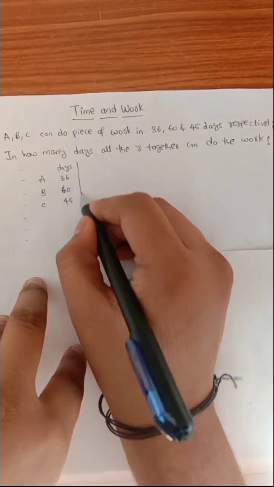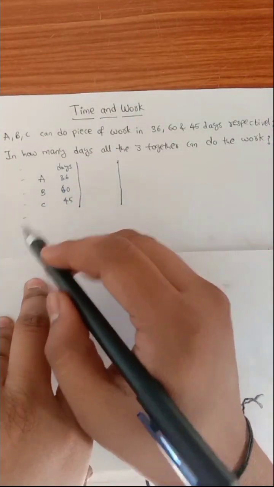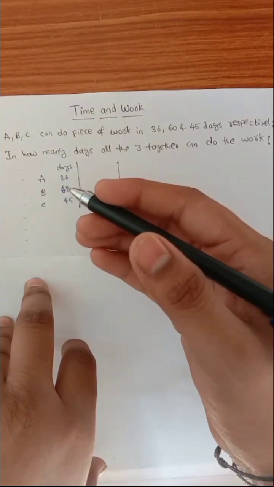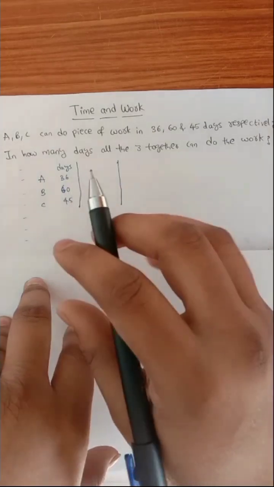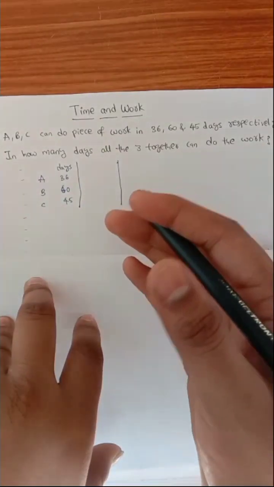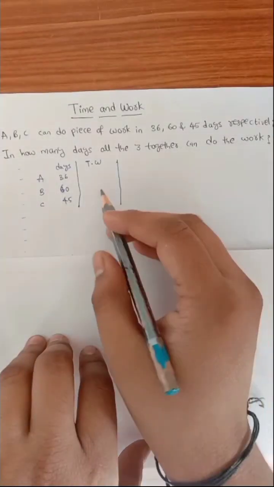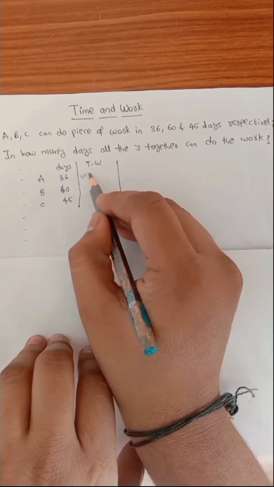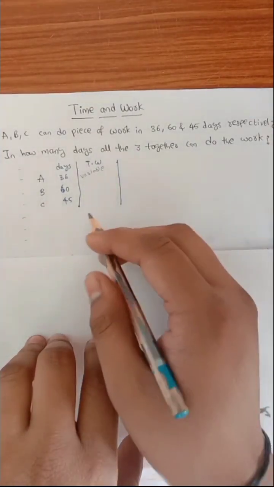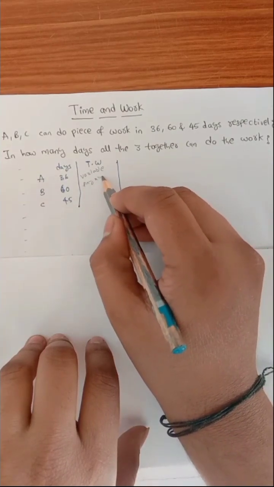So all are doing a piece of work in their own unit per day. So the total amount of work is the same. Let us consider a total amount of work, like total work. For this total work, you can take any variable, variable means A, B, C, D, X, Y, Z and so on, or you can take any number. Any number is also no problem.